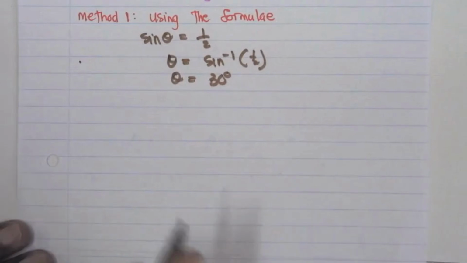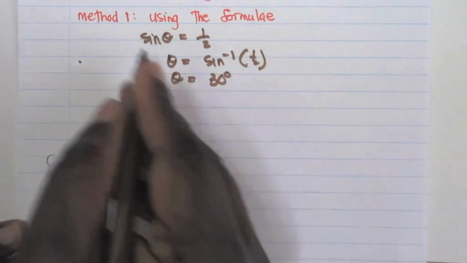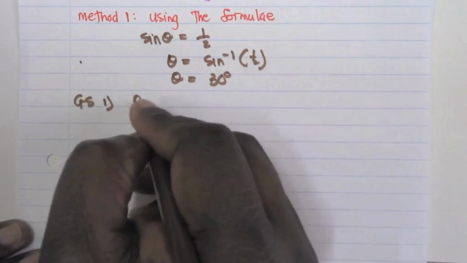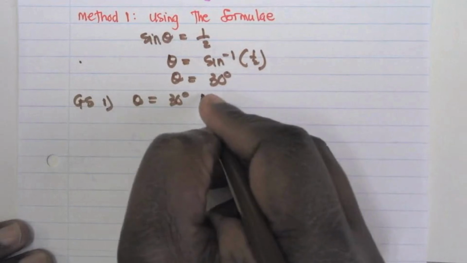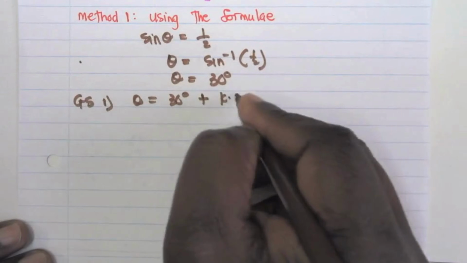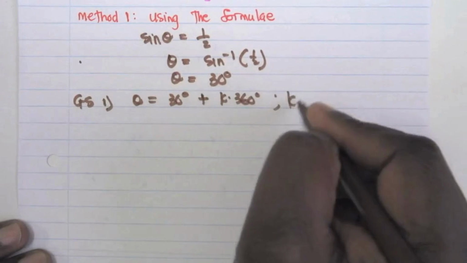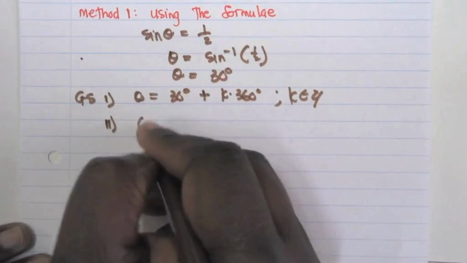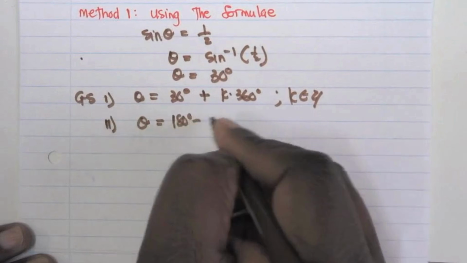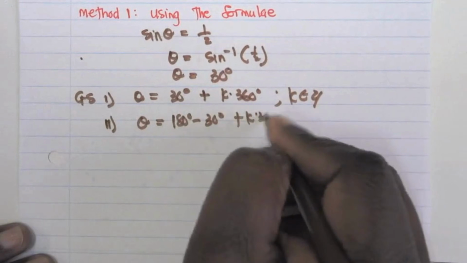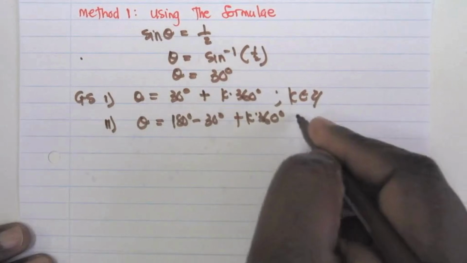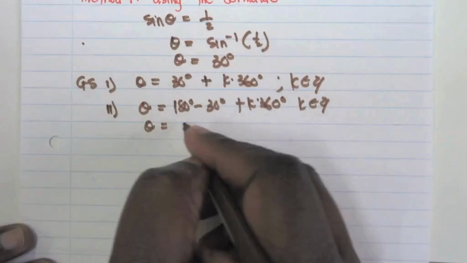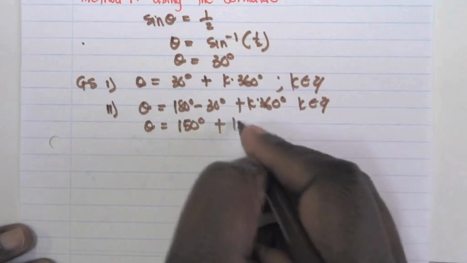How does the formula work here? It's going to give us two general solutions. I'm going to write here GS1, theta is equal to 30 degrees plus k of 360 degrees, where k is an element of integers. In the second general solution, I'm going to get theta is equal to 180 minus 30 degrees plus k of 360, again, k is an element of integers. And when I simplify here, I'm getting 150 degrees plus k of 360 degrees.